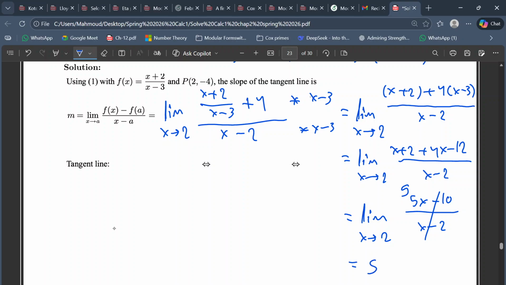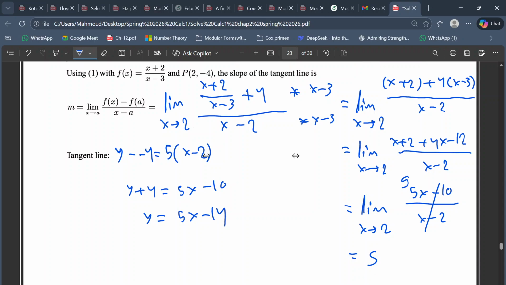So the equation is y minus (minus 4) equals, m is 5, so 5 times (x minus 2), right? So y plus 4 equals 5x minus 10. y equals 5x minus 14, right? And you need to pay attention, okay? You need to pay attention.